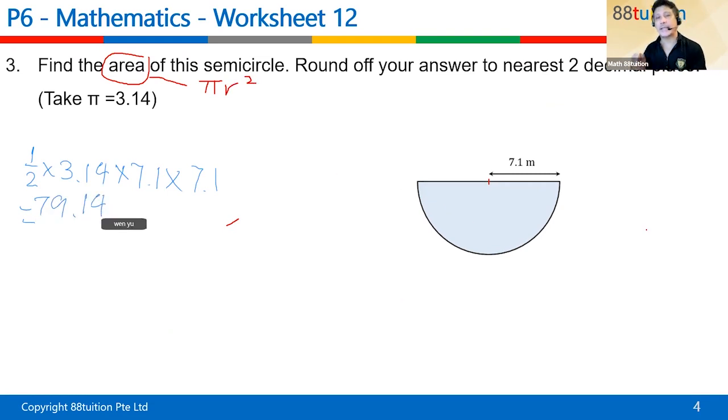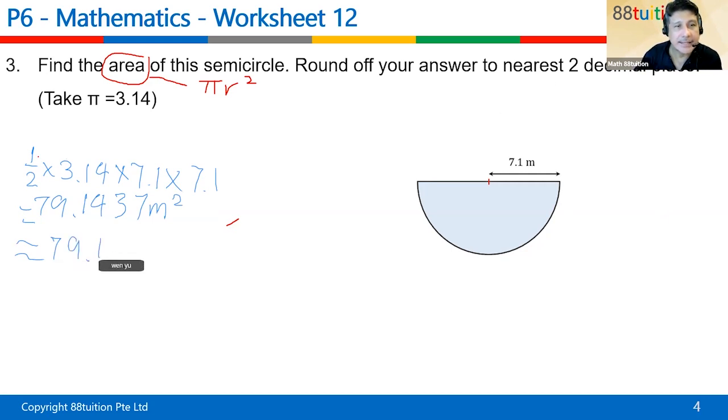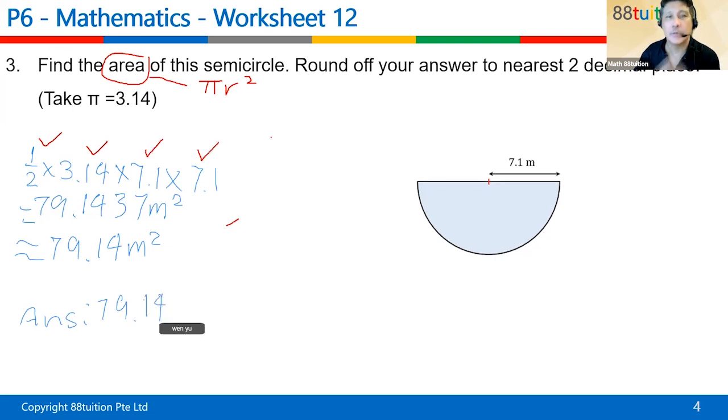But if you look at the question, the drawing, it is only a semicircle. So let's look at what numbers she has. She has half, she has pi. So half times pi times r, times 7.1 times 7.1. So this is correct. Because it's only a semicircle, you cannot use pi r squared. You must use half pi r squared. So half times 3.14 times 7.1 times 7.1, and you will get 79.1437. That is correct as well.